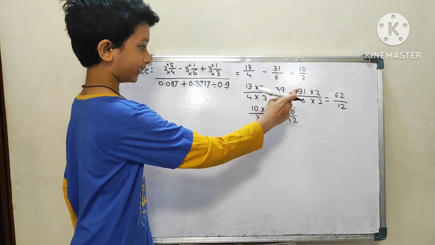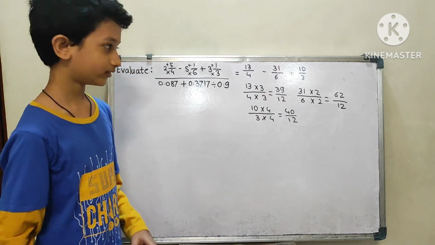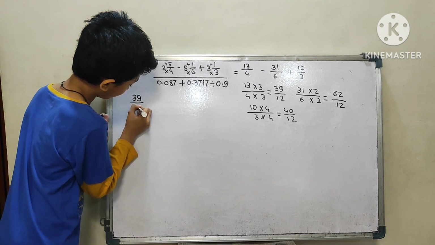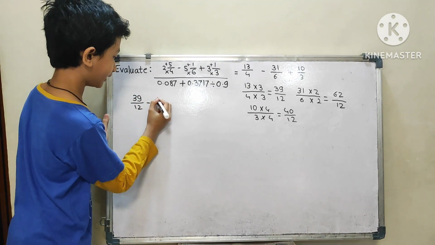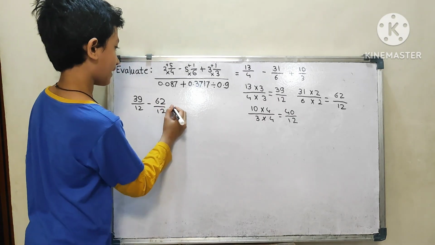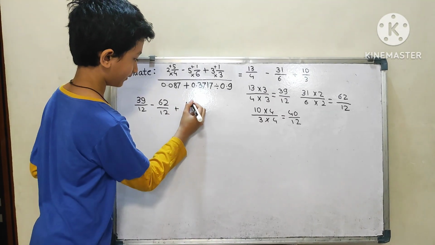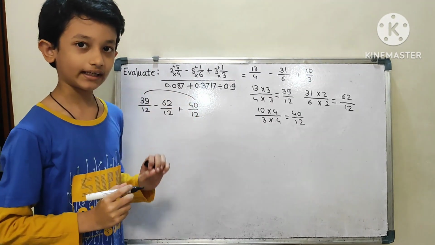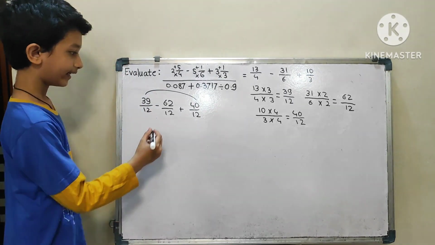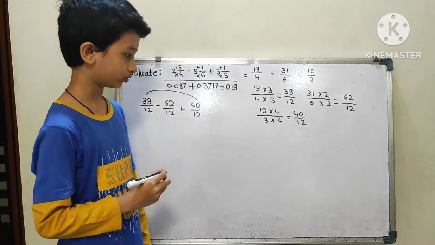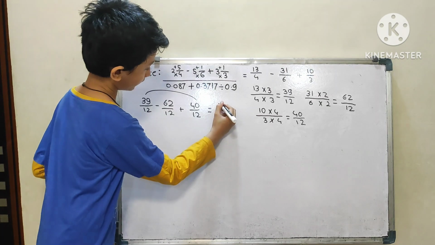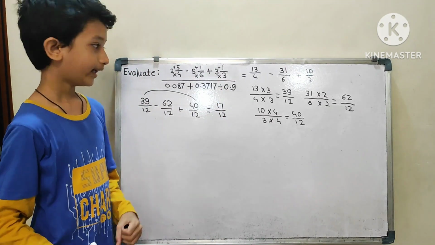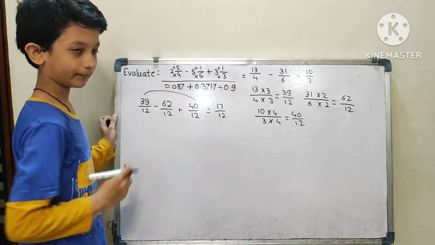So now all the denominators are equal, so we can solve it. So we will write here 39 by 12 minus 62 by 12 and then plus 40 by 12. So first we will add 39 and 40, which makes 79, and 79 minus 62 which is 17 by 12. So we have solved this numerator side and now we will solve this denominator side.